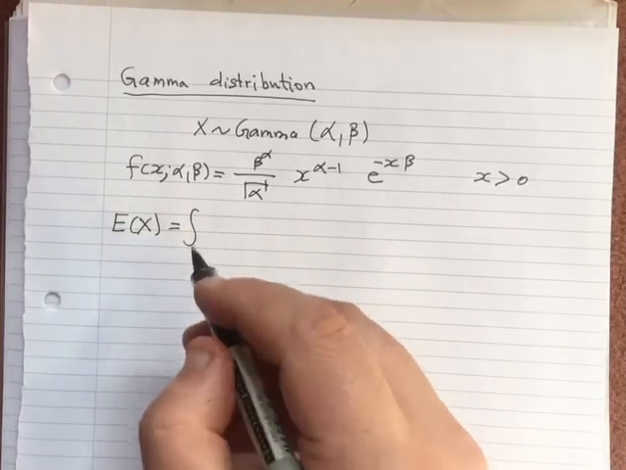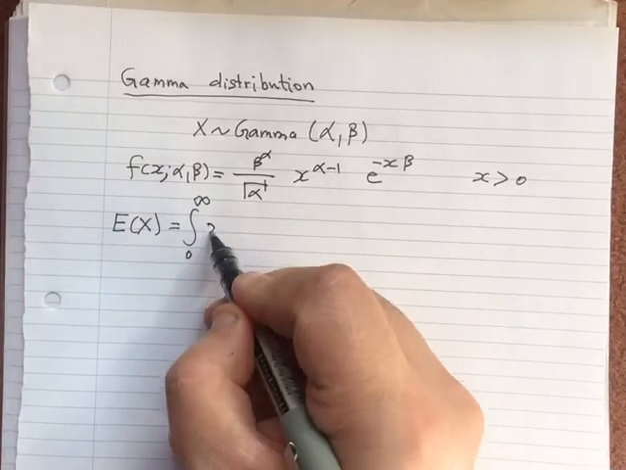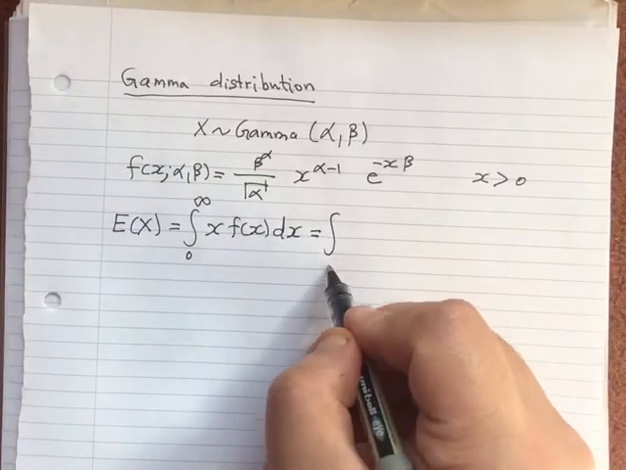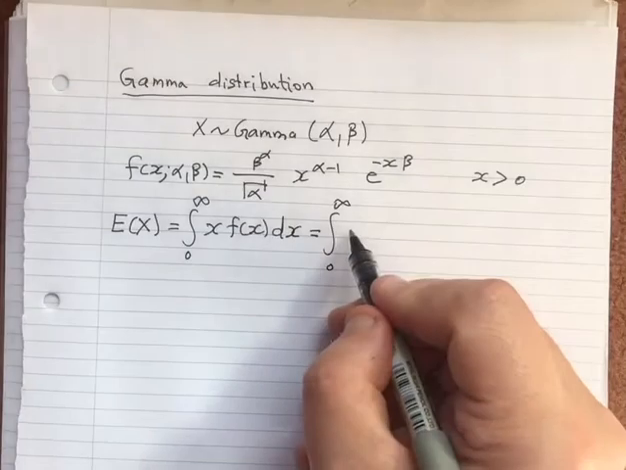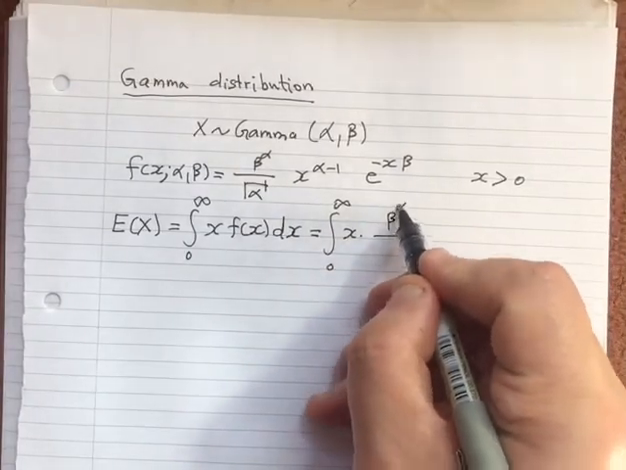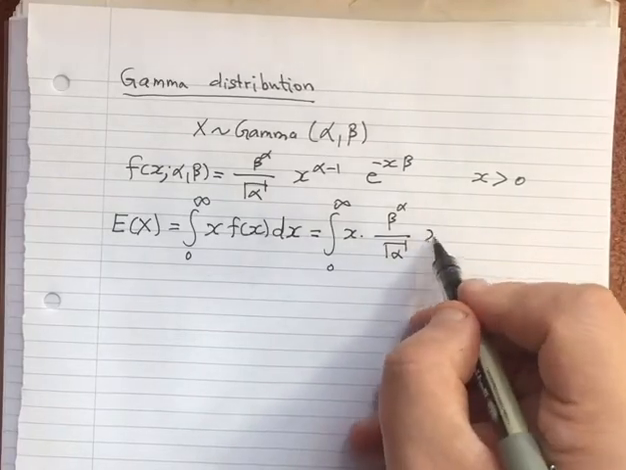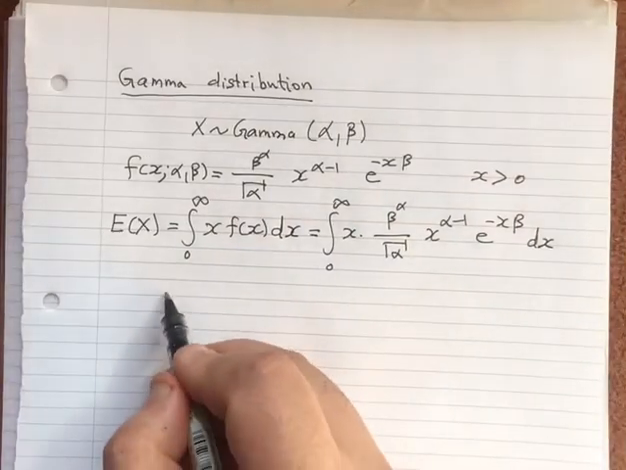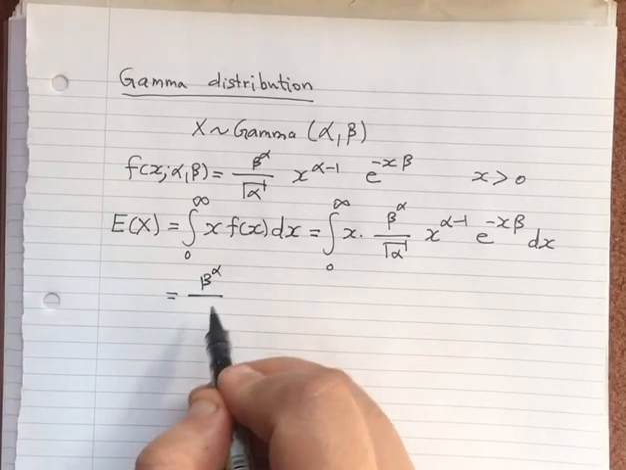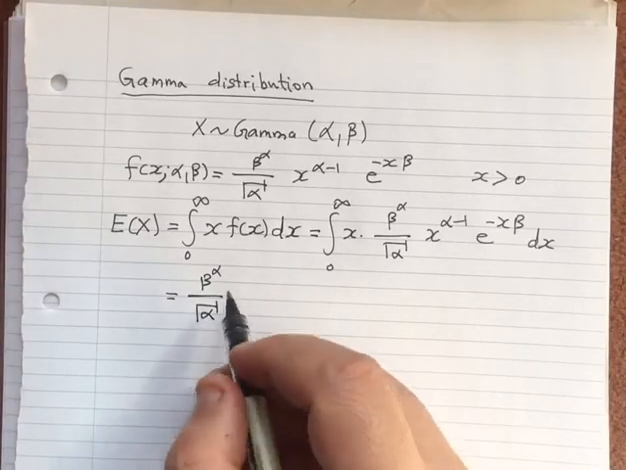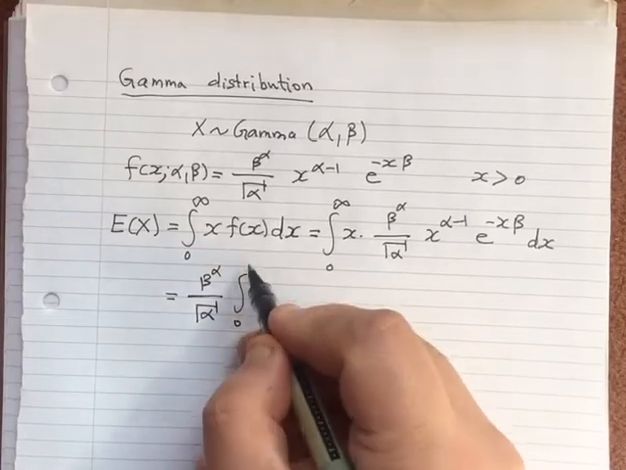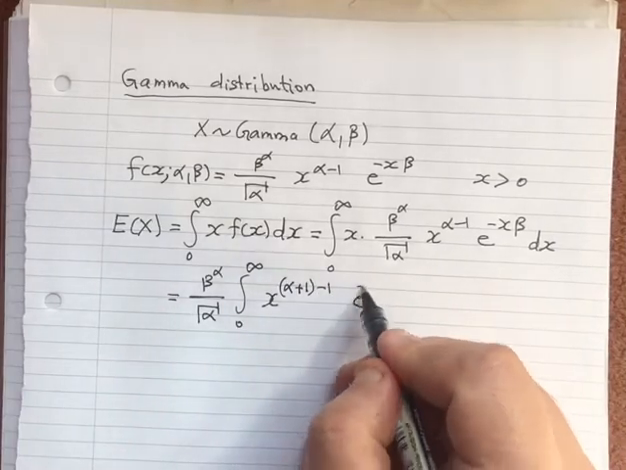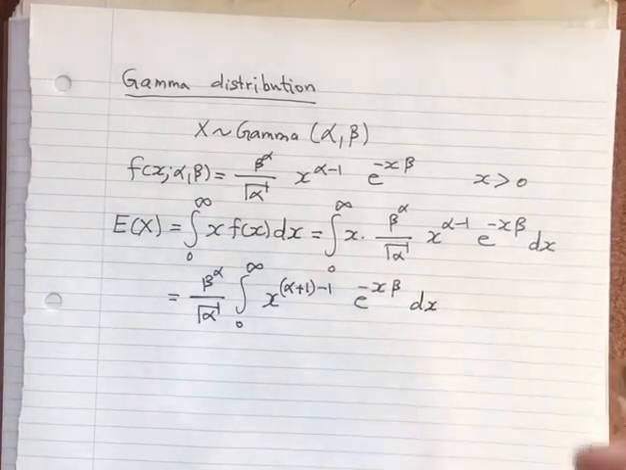Now, in order to find E of x, the expectation of x, we need to use the mathematical expectation, that will be the integral from 0 to infinity of x f of x dx, and that equals the integral from 0 to infinity of x times beta to the alpha, over gamma of alpha, x to the alpha minus 1, e to the minus x beta dx, and that equals beta to the alpha over gamma of alpha, and then the integral from 0 to infinity of x to the alpha plus 1 minus 1, e to the minus x beta dx.